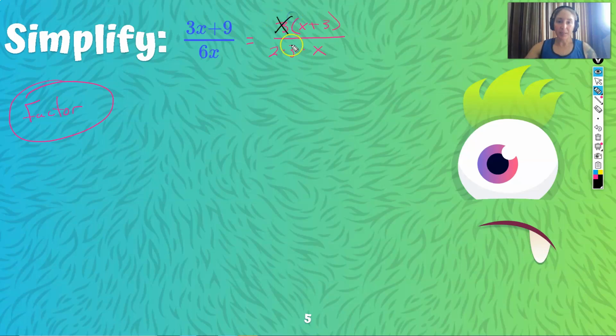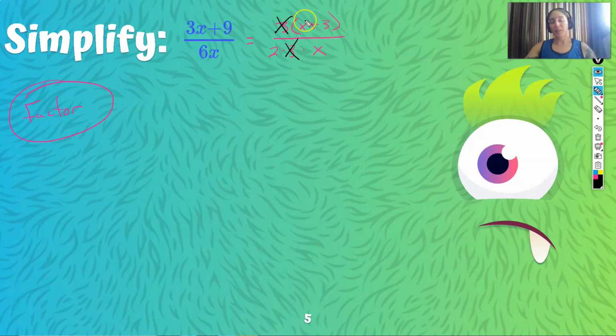So I see a 3, I see a 3. Now here's something that gets confused a lot. There's an x down here and there's an x down here, but this x is not the factor. The x plus 3 is the factor. And you can't knock out a piece of the factor. You have to knock out the whole factor.